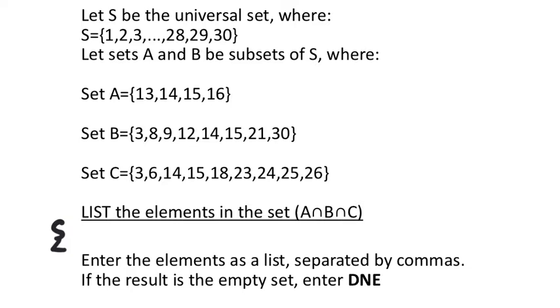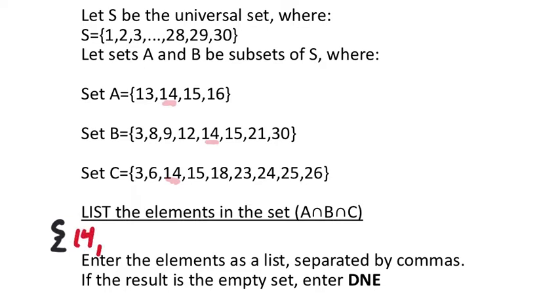Okay, so let's scan this, see if we can find some values that match in all of them. I'm actually just going to scan through set A, because if it's not in set A, then it doesn't matter if it's in set B and or C. So starting with 13, I don't see any 13s in B, so I don't have to check C. I do see a 14 in set A, B, and C, though. So 14 would be included of set A and B and C.